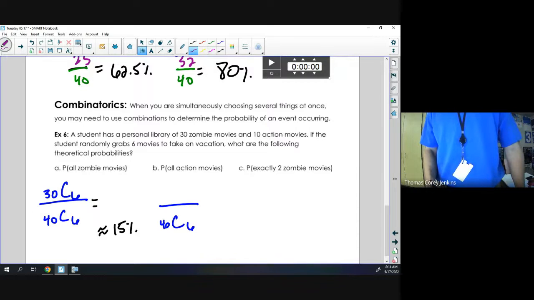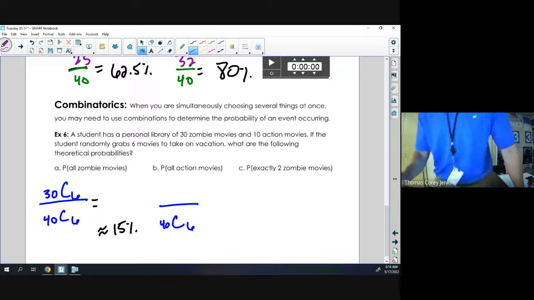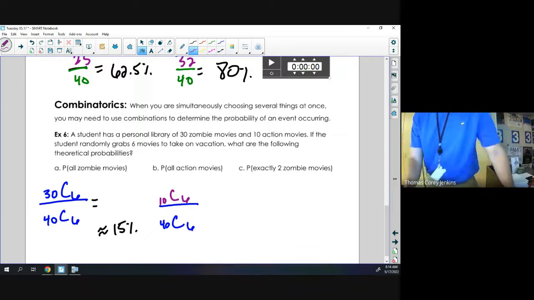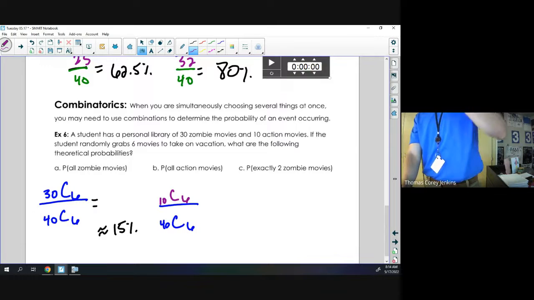All right, so the denominator would be the same, 40C6. What would my numerator be? 10C6? That's right. You just have 10 to choose from, still choosing 6. Has anybody typed that in yet? It's going to be a lot smaller chance. What do you think, Mr. McLean?